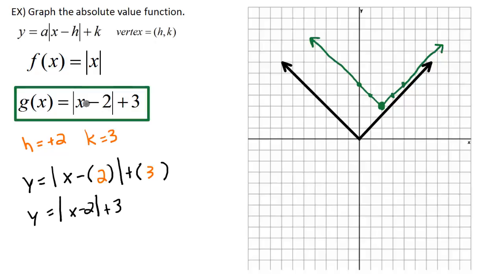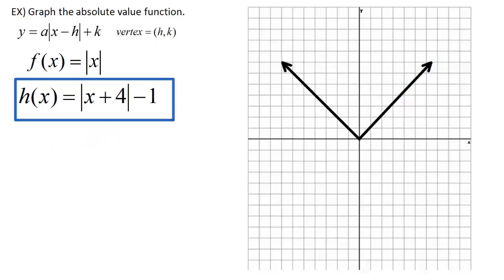You notice that if it looks like we're subtracting inside the absolute value equations, we shift right. And then whenever we add on the outside of the absolute values, we're going to shift up. Okay, so you'll notice right here we went to the right, and then up. And that's that. So let's check out another one. We've got h of x equals the absolute value of x plus 4 minus 1. So we're going to guess what's happening here.